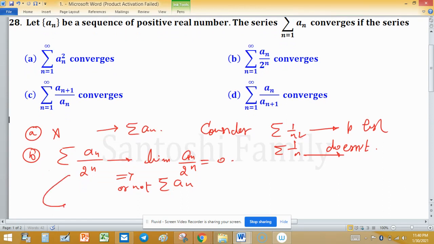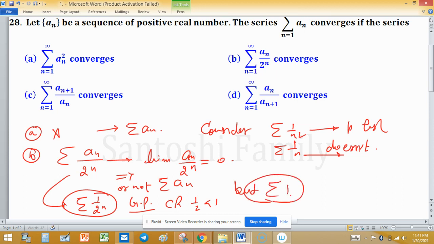Now consider a_n equal to 1. This is summation 1 upon 2 raised to the power n. Now this is convergent because it is a geometric progression with common ratio half, less than 1. So it is convergent, but the series a_n is not, because a_n equal to 1 is not convergent.